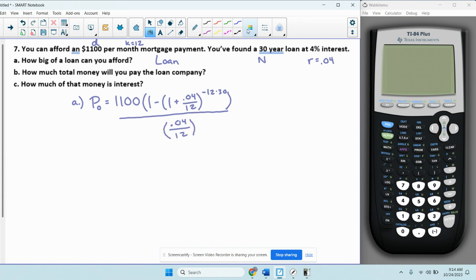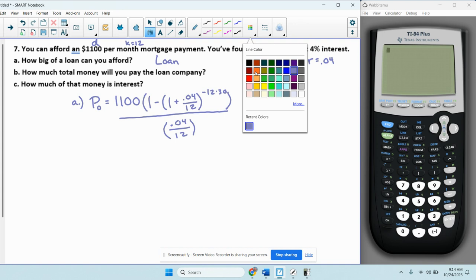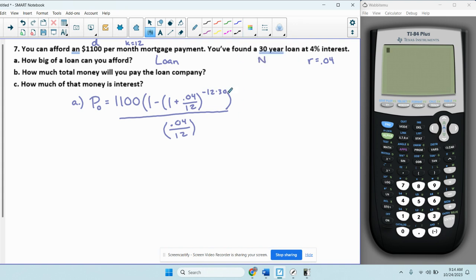Now, some students like to write down the actual steps they take, just because writing down an example might make it more confusing. So the first thing I do is I always figure out what R over K is, then add 1. So I'll write these out. So the first thing I might do with my calculator is I'm going to say, okay, 0.04 divided by 12 plus 1. That is this whole thing here.